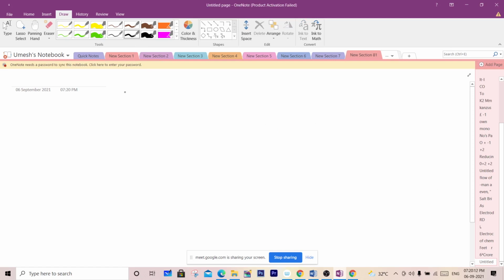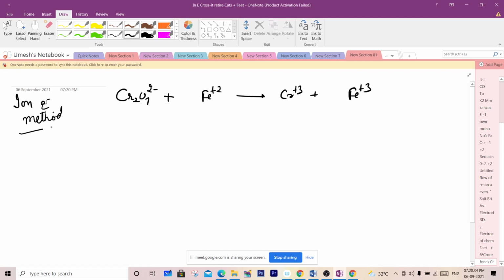The same equation can be done by another method. We call it the ion electron method. First step, oxidation number: +6, +2, +3, +3. Is that clear? Bilal, are you getting me? How to find the oxidation number? Okay.